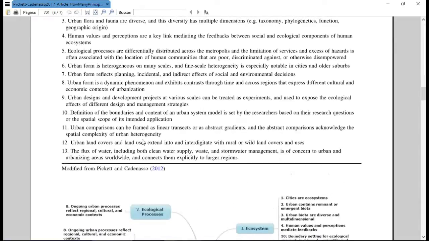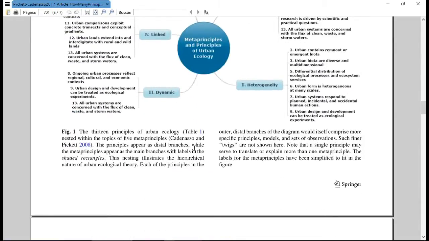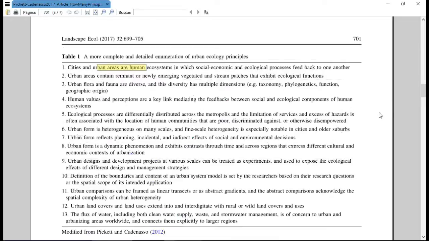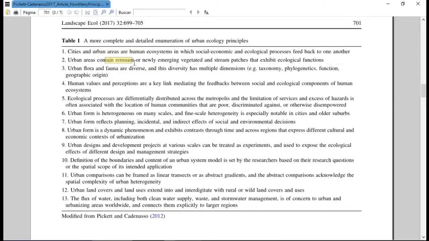Table 1. A more complete and detailed enumeration of urban ecology principles. 1. Cities and urban areas are human ecosystems in which social, economic and ecological processes feed back to one another. 2. Urban areas contain remnant or newly emerging vegetated and stream patches that exhibit ecological functions. 3. Urban flora and fauna are diverse, and this diversity has multiple dimensions, for instance taxonomy, phylogenetics, function, geographic origin. 4. Human values and perceptions are a key link mediating the feedbacks between social and ecological components of human ecosystems.